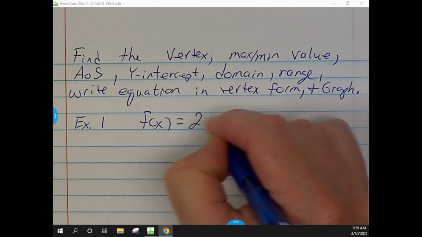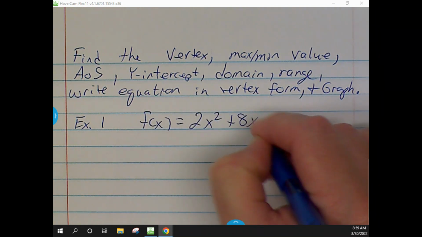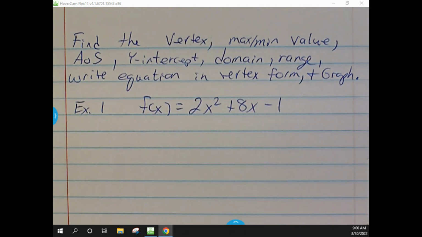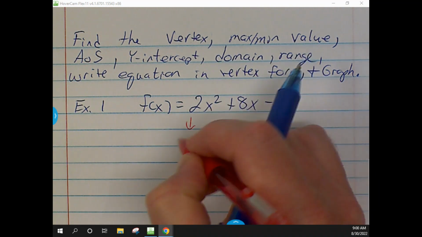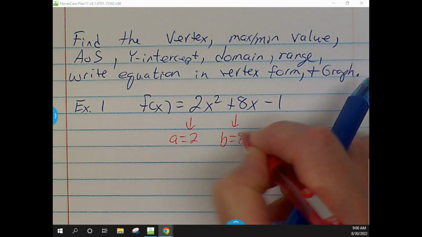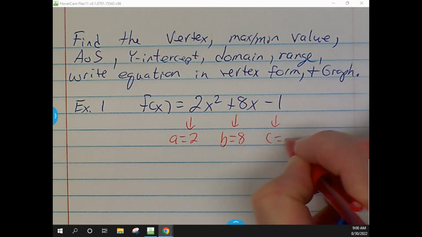Let's go with 2x squared plus 8x minus 1. Okay, so let's keep it simple here, right? A is 2, B is 8, C is -1.